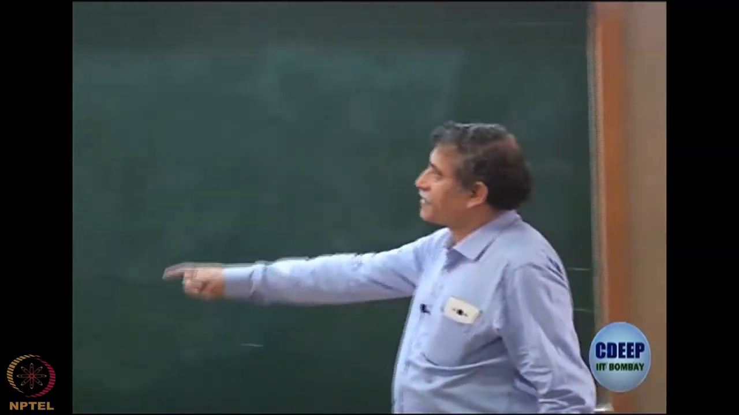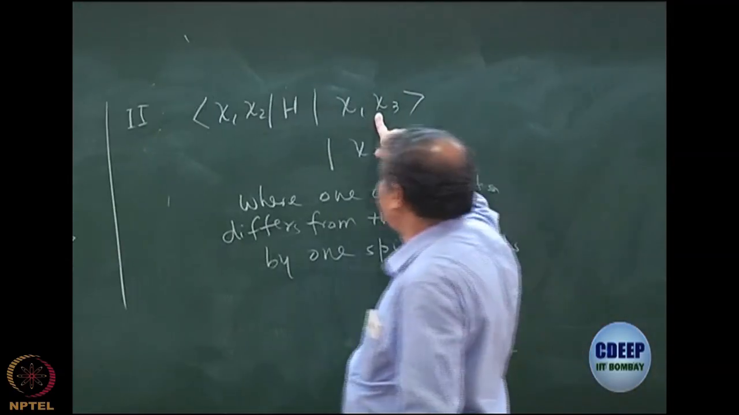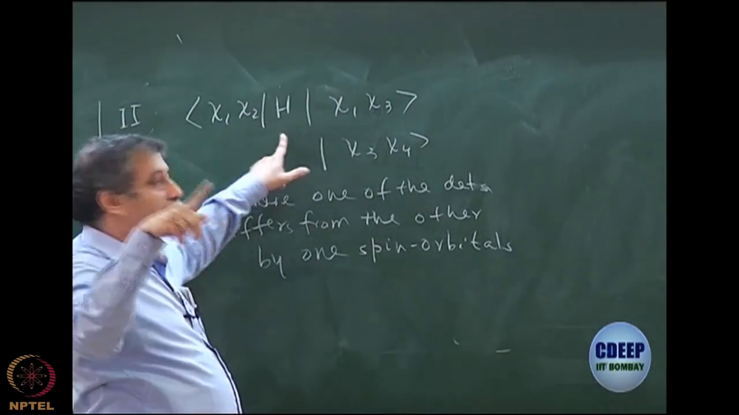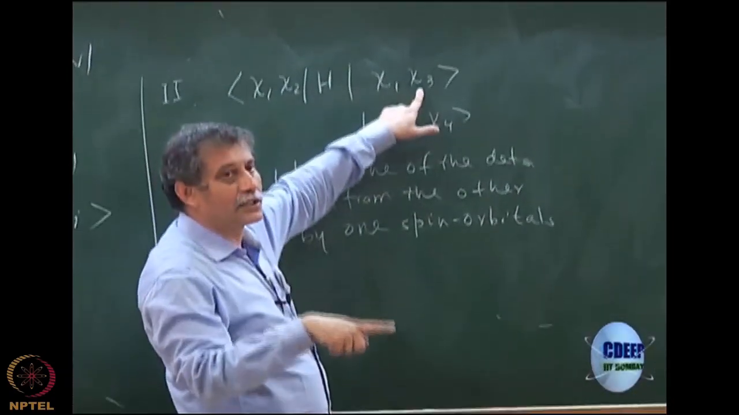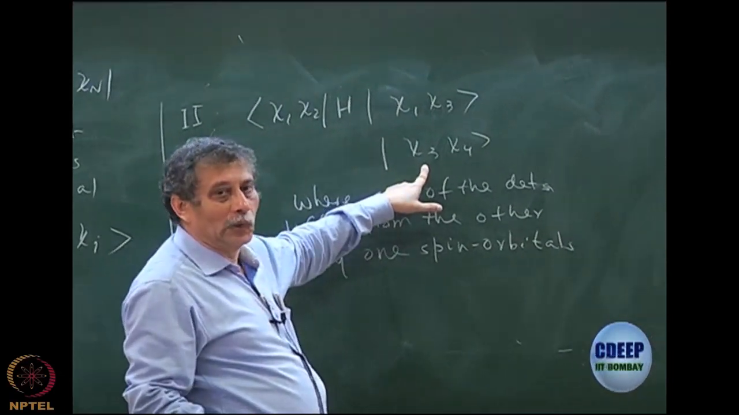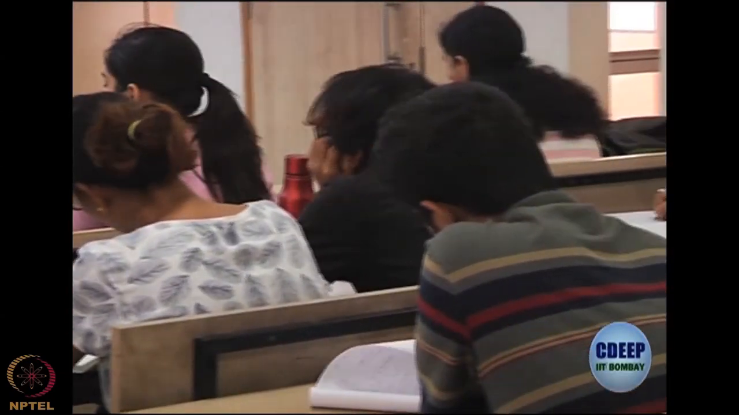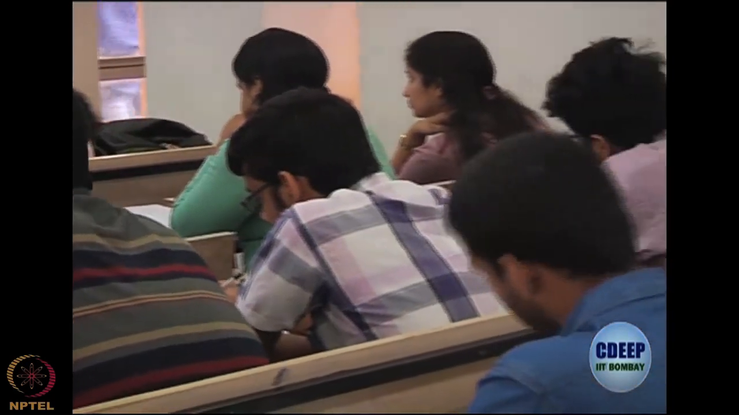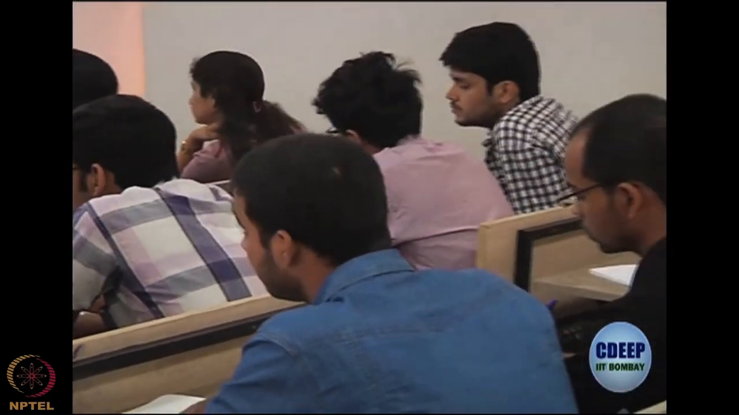So now tell me, is this type 2? As everybody is in sync, because you have a chi 1, chi 2, you have a chi 1, chi 3. So there is only one difference. Is this type 2, the second one? No, because there is a difference of 2. Both are different. So this we will handle later. So right now I am talking of only type 2, where there is a difference of only one spin orbital.